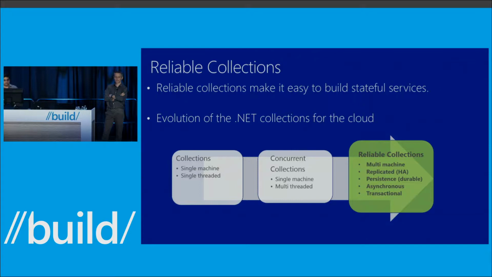Now, building stateful services is really, really hard, and getting it correct is really hard. So what we are doing is providing you the same familiar concepts that you have known for years in order to build your applications using .NET. Previously, we used to build applications on a single machine, single-threaded, using .NET collections. We then started using concurrent collections in order to provide multi-threaded access. So think of reliable collection as a natural evolution to that. It's a collection that basically spans multiple machines. It offers HA, it's durable, and it's transactional, right?